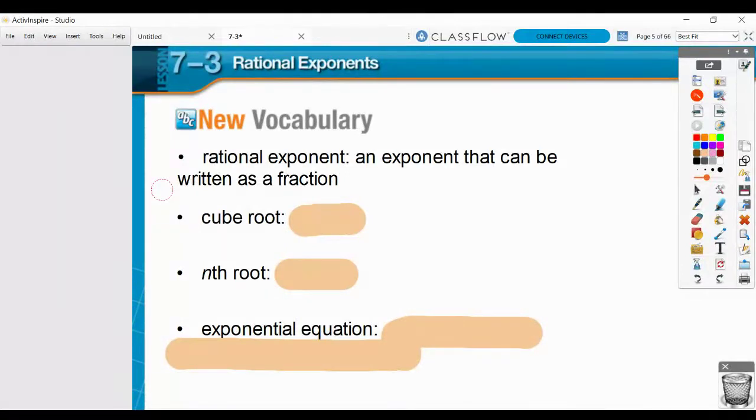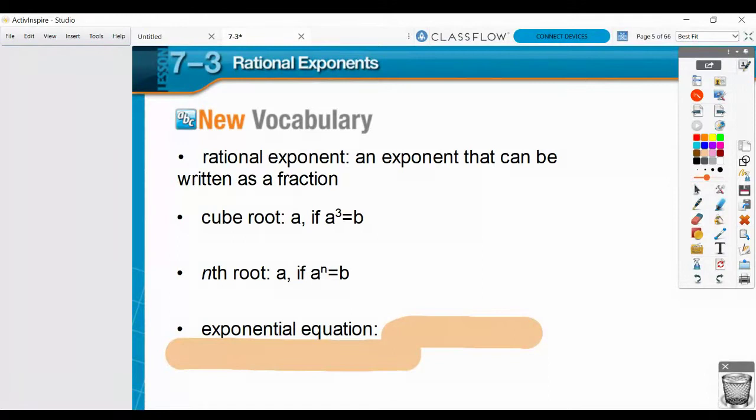Cube root you probably have heard of before, and that is when you raise something to the third power. And the nth root is if you raise something to any number higher than 3. We don't say quad root for 4. We say like 4th root, 5th root, 6th root as we keep on going.